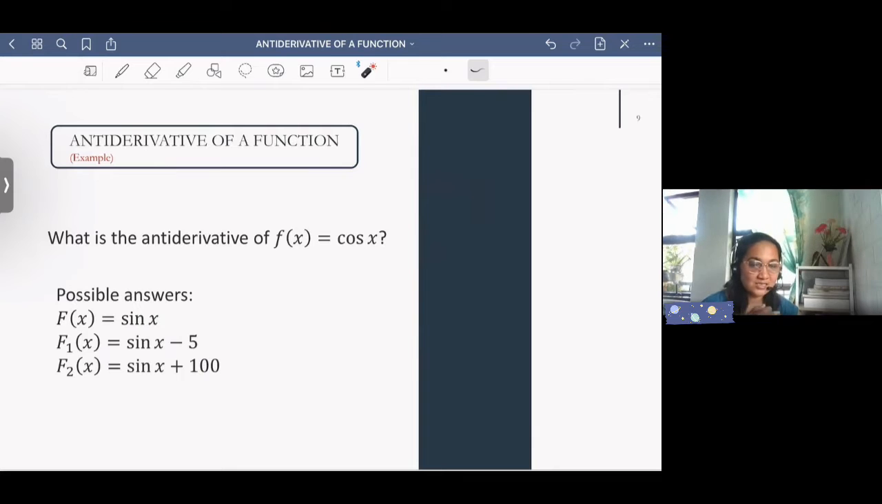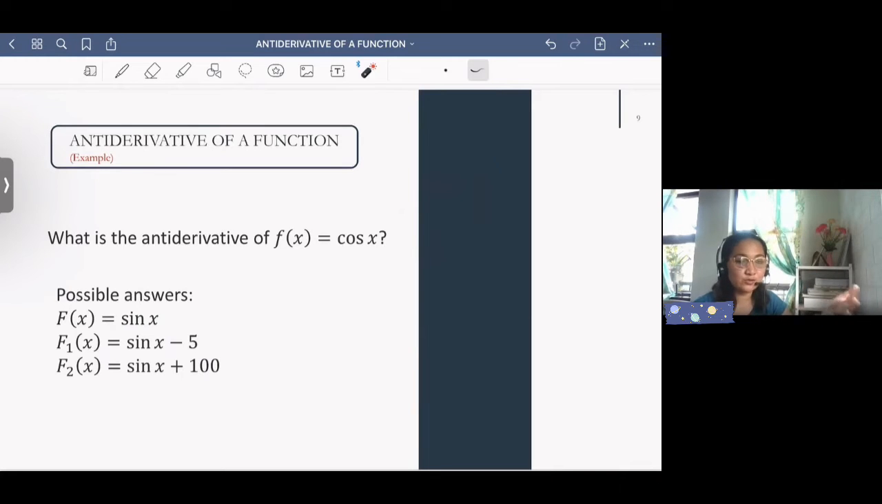Same with sine x plus 100. Its derivative is also cosine x. So these three are just some of the possible answers. We have a lot more to generate for the function small f of x equals cosine x. But the main concern is, would that mean we will be having different answers for this question?